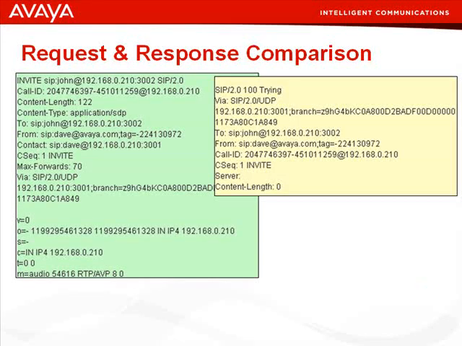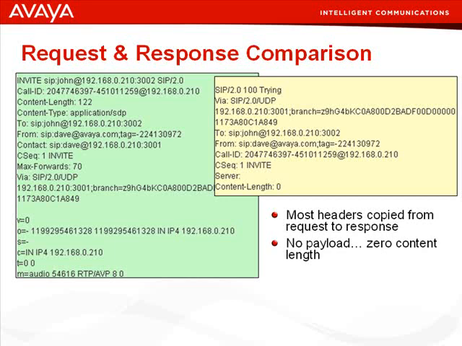Interesting. Now, what jumps out at me when I look at these messages side by side is that almost all the headers have simply been copied from the request straight into the response, almost, it seems, without any thought. The one that's different is the content length, which is now zero. Why should the content length in the response be zero? Well, of course, it's because there is no payload in the response. This is just SIP's way of saying that there isn't any payload.